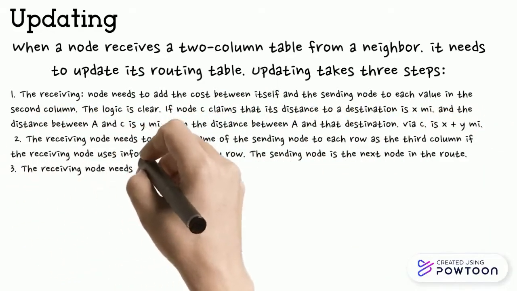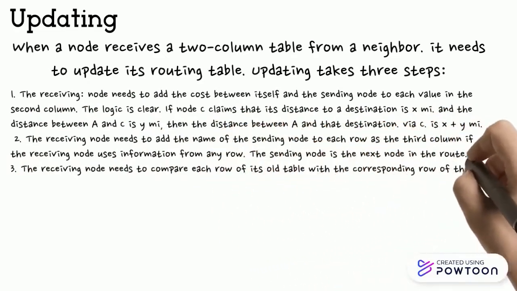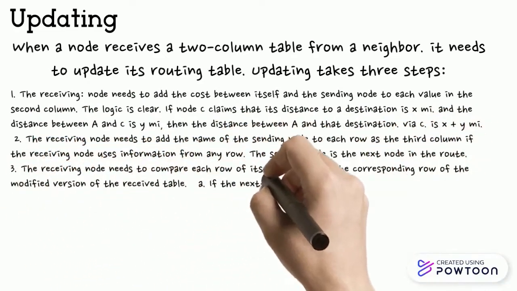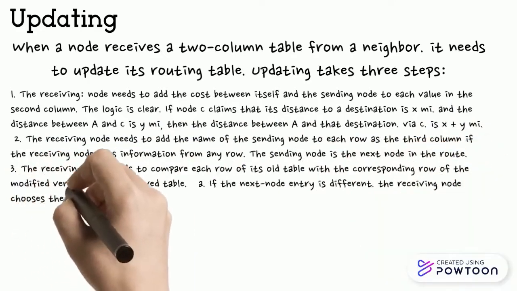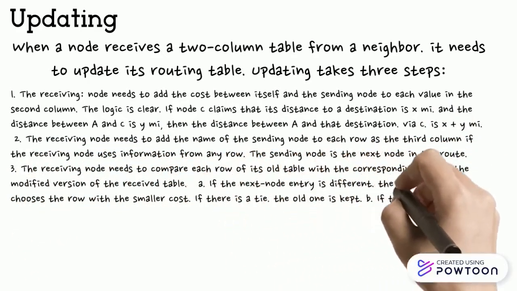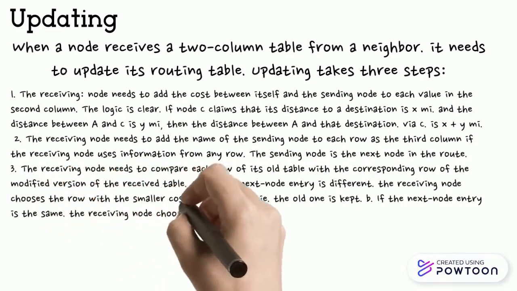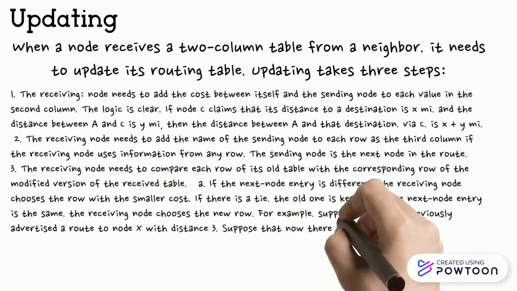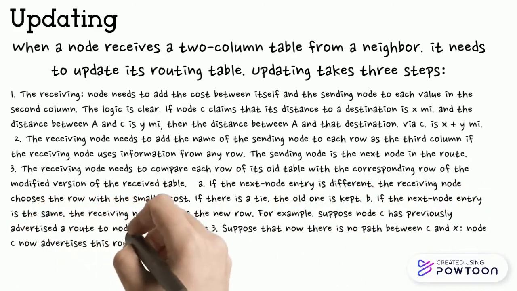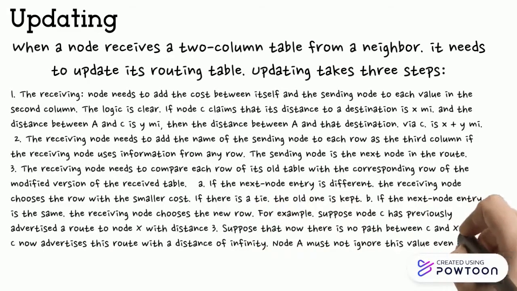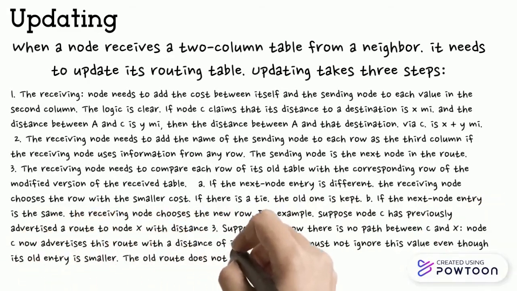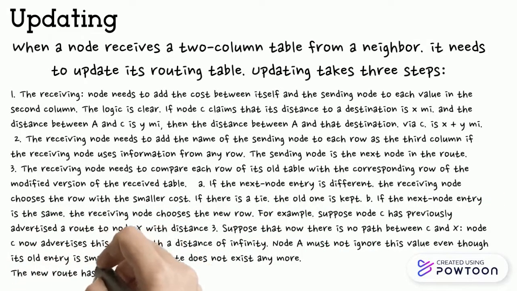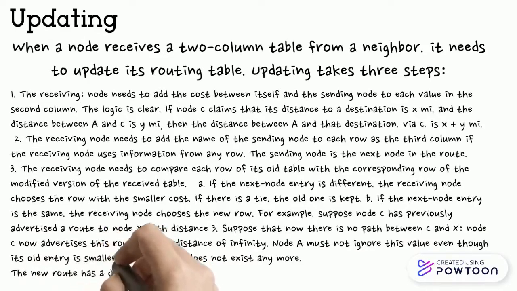Step 2: the receiving node needs to add the name of the sending node to each row as the third column. If the receiving node uses information from any row, the sending node is the next node in the route. Step 3: the receiving node needs to compare each row of the old table with the corresponding row of the modified version of the received table. If the next node entry is different, the receiving node chooses the row with the smaller cost. If there is a tie, the old one is kept. If the next node entry is the same, the receiving node chooses the new row.